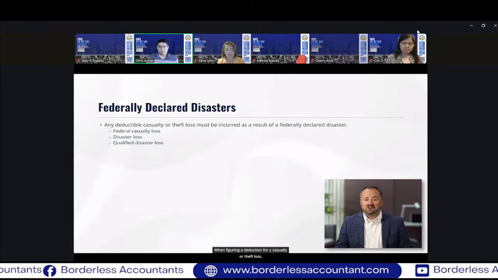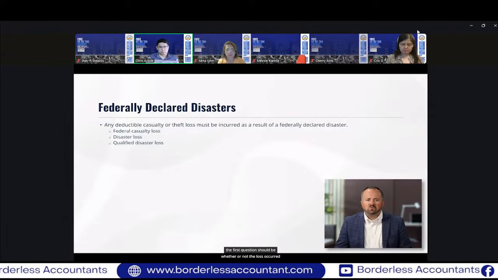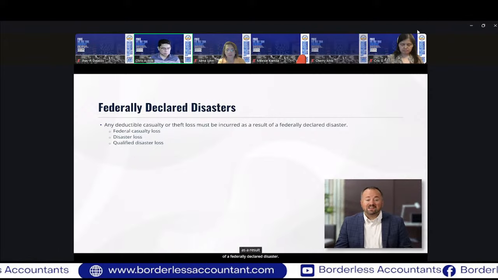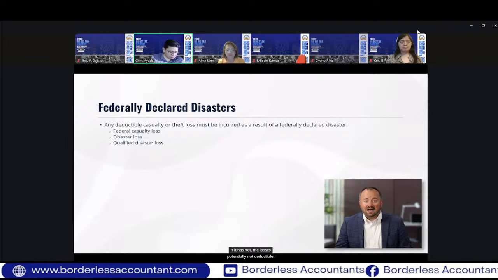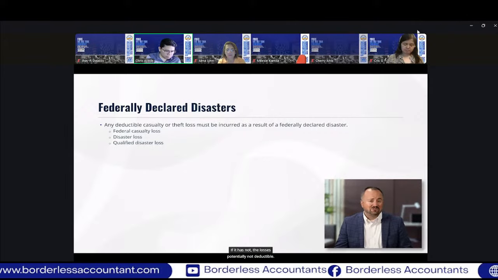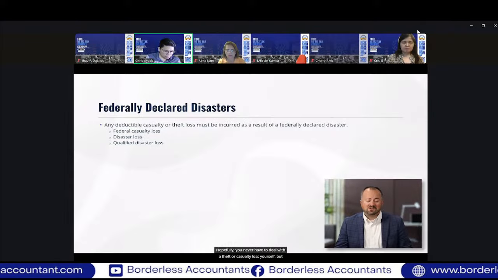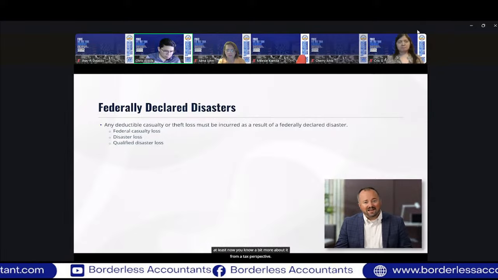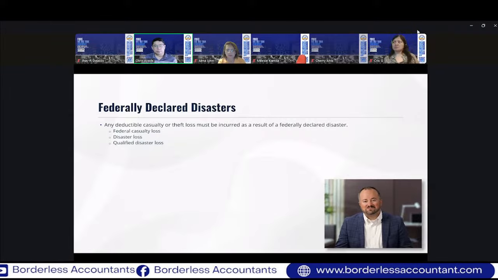When figuring a deduction for a casualty or theft loss, the first question should be whether or not the loss occurred as a result of a federally declared disaster. If it has not, the loss is potentially not deductible. Hopefully you never have to deal with a theft or casualty loss yourself, but at least now you know a bit more about it from a tax perspective. Thanks for watching.